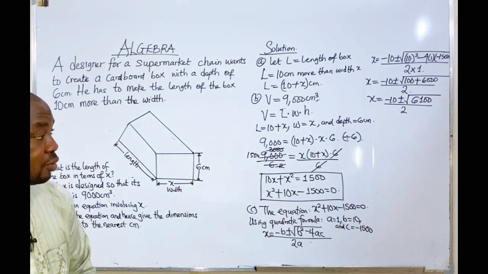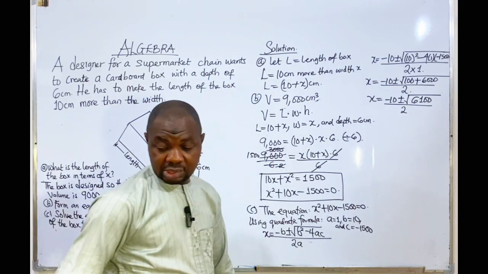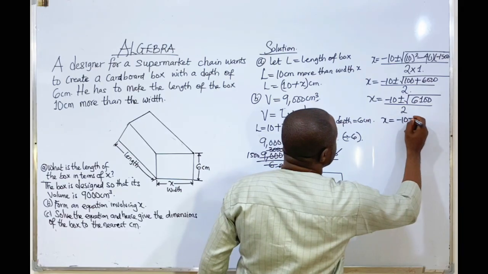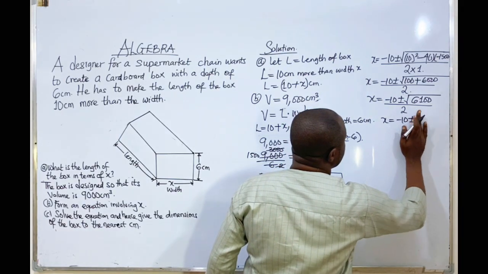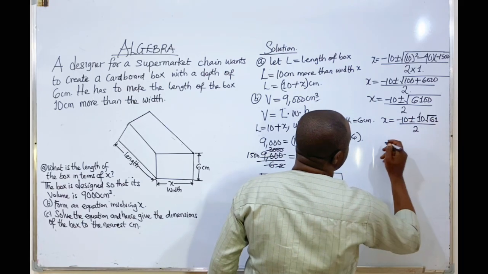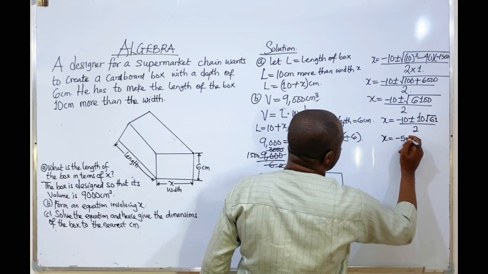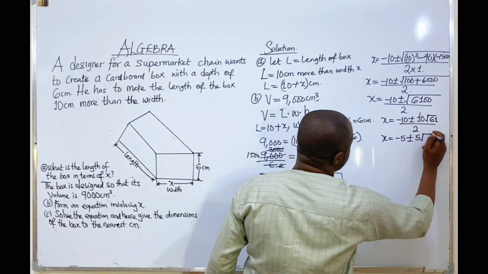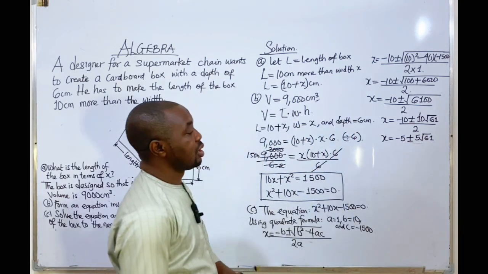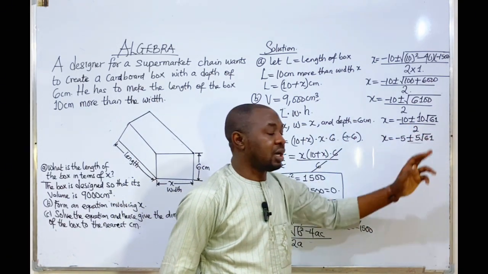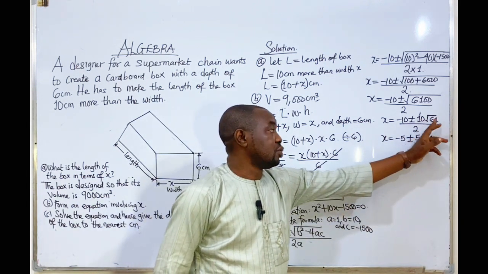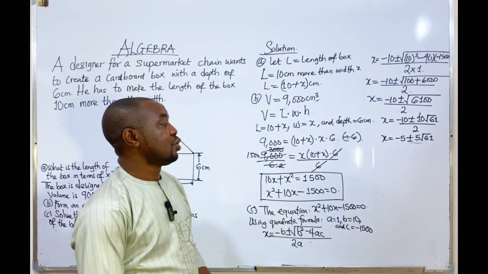Let's get the square root of 6,100. The square root of 6,100 is 10 root 61. So this will be minus 10 plus or minus 10 root 61, divided by 2. So this becomes minus 5 plus or minus 5 root 61. That is, when we divide each by 2, minus 10 divided by 2 is minus 5, and 10 root 61 divided by 2 is 5 root 61.